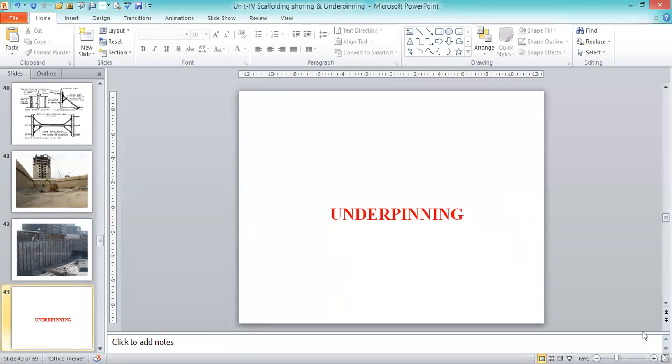Today's class will start with the topic underpinning. This is the last topic in Unit 4. Already we discussed the formwork, scaffolding and the shoring. The last one is the underpinning.